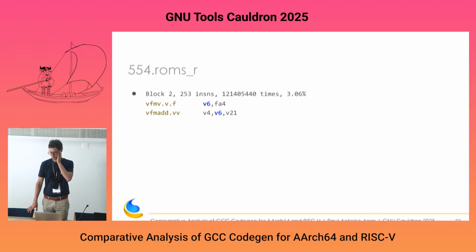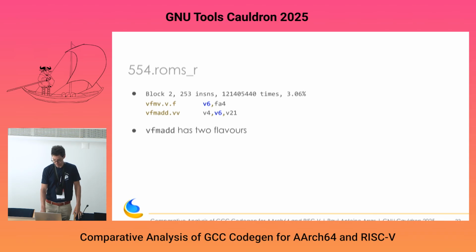So we've got those two instructions. The first, vector floating point move, is actually a broadcast from a floating point scalar register to a vector register, and then using this value for a vector FMA.